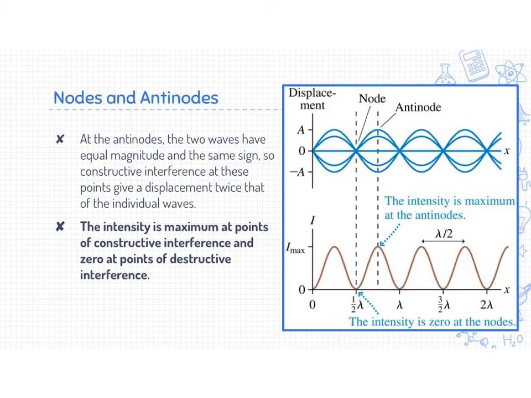So if we're looking back at the concept of interference, then the intensity is at a maximum when we get constructive interference, and the nodes, where intensity is at a minimum, occur when we get destructive interference. So it's never really moving because the waves are always canceling each other out.